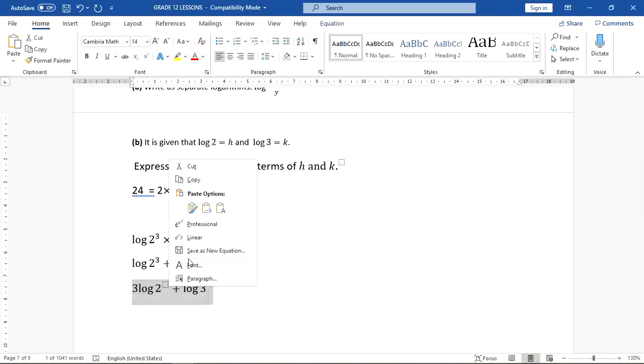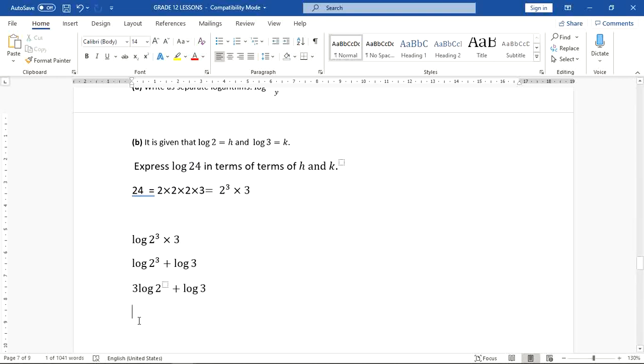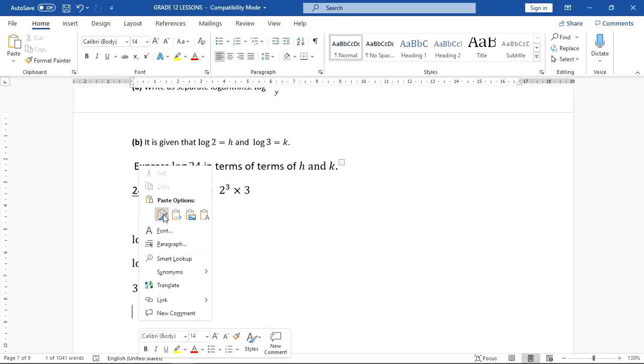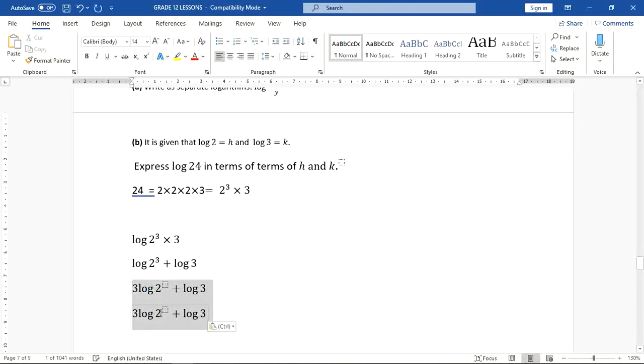So the final answer should look like this, because the instruction says express log 24 in terms of h and k. Okay, so that's the final answer. There should be no log in it. So let's do that again.